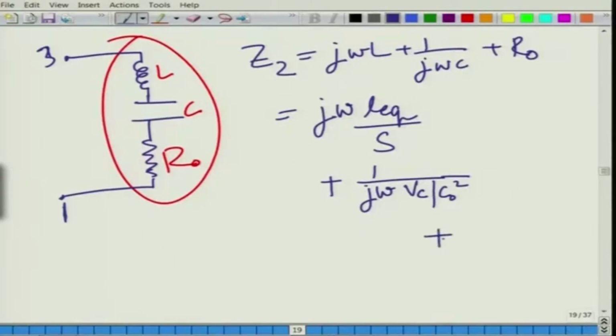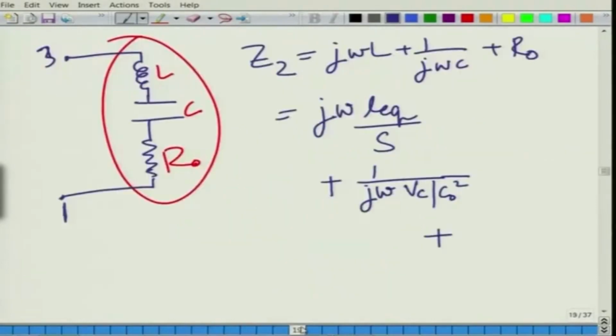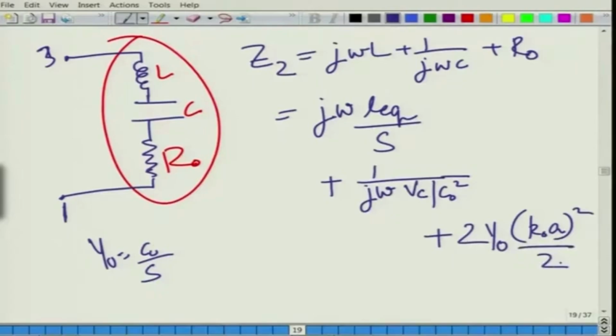And remember what we discussed in the last lecture. We discussed the radiation impedance. So what was that? Let me bring out the notes from that lecture. You have this term k naught a whole square divided by 2, and you need to multiply this by y naught, and 2 times, because you have this thing twice, then it becomes 2 times y naught, where y naught is your C naught by S, S is your pi a square, and times k naught a square by 2.